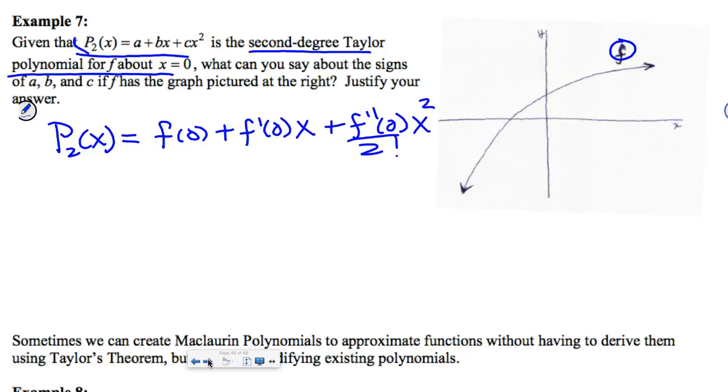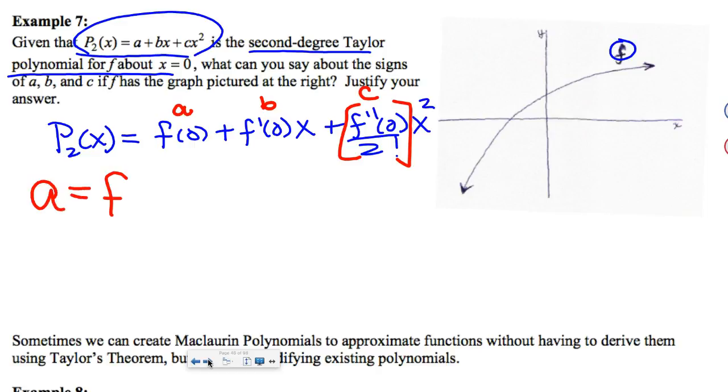They're telling you that it's this. So here's what they're telling you. This is A, right? This in front is B. And all of this right here is C. And we're supposed to talk about the signs, like positive or negative. So let's go take a look. If A is really f of 0, look at the picture. What's A? Positive. Yeah, it's the y value there, and it's definitely above.